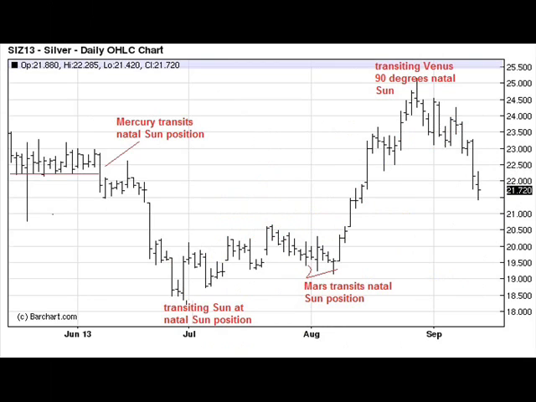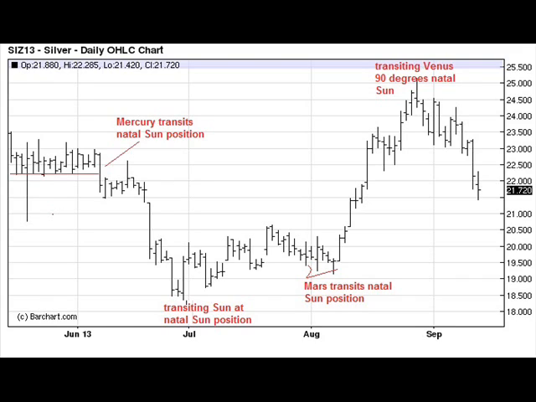Now, let's switch back to our price chart. Here it is again. I've stripped out all of the square root mathematics. Let's just look at astrology. In June, you can see how silver broke that sideways support and it started to weaken. What was happening? Well, you had Mercury transiting past that 12 degrees of Cancer natal Sun position.